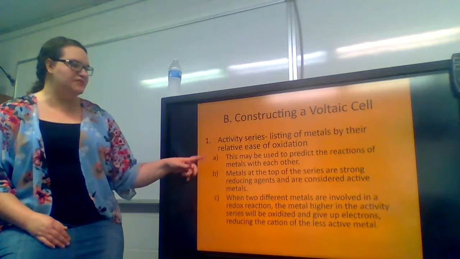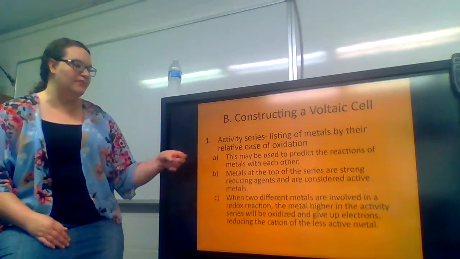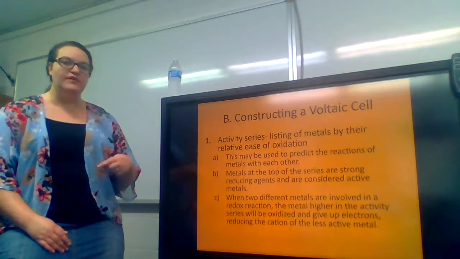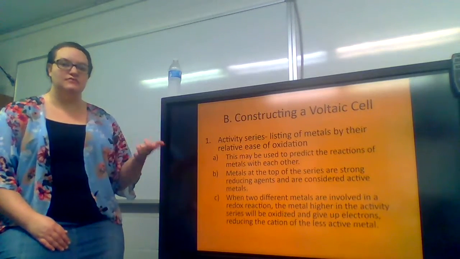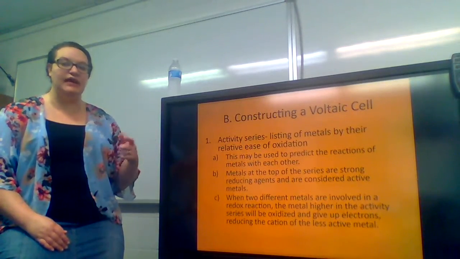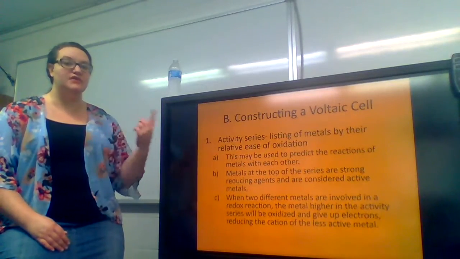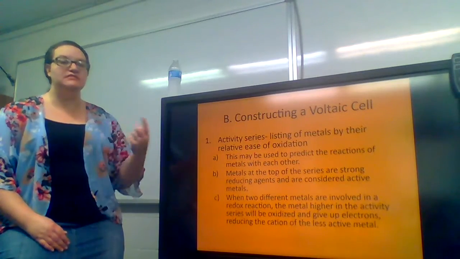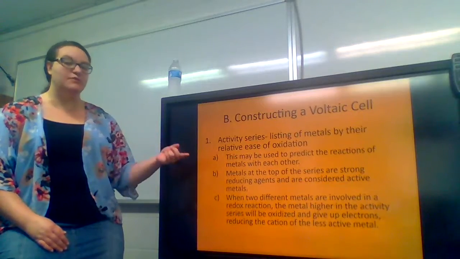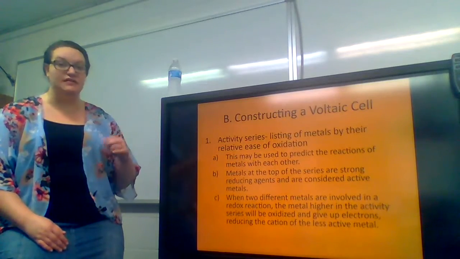But this activity series may be used to predict the reactions of metals with each other, okay? Because of how easily certain metals lose electrons, we can look at them and say, okay, this metal is going to react very easily because it gives up electrons easily. Or this one's going to react easily because it accepts electrons easily.